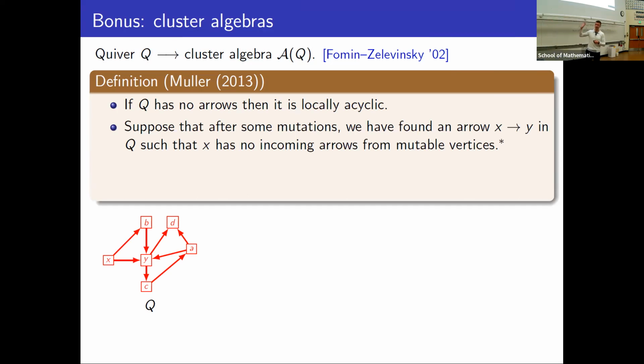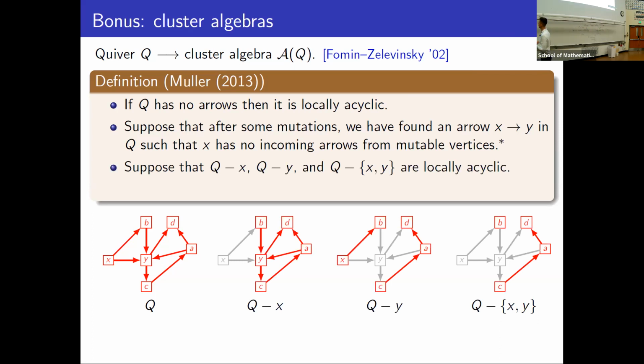Here I'm assuming there are no frozen variables, so these are all mutable vertices, and you mutate until you are lucky enough to find the source vertex, and then you choose one arrow from, let's say, x to y from the source vertex x. Then you look at the three quivers which you can obtain by removing x, removing y, or removing both x and y. So you get these three smaller quivers, and then you recursively check whether each of those is locally acyclic. And if they are, then by definition, your quiver Q is locally acyclic. So this gives you a recursive way to work with the corresponding cluster algebras.